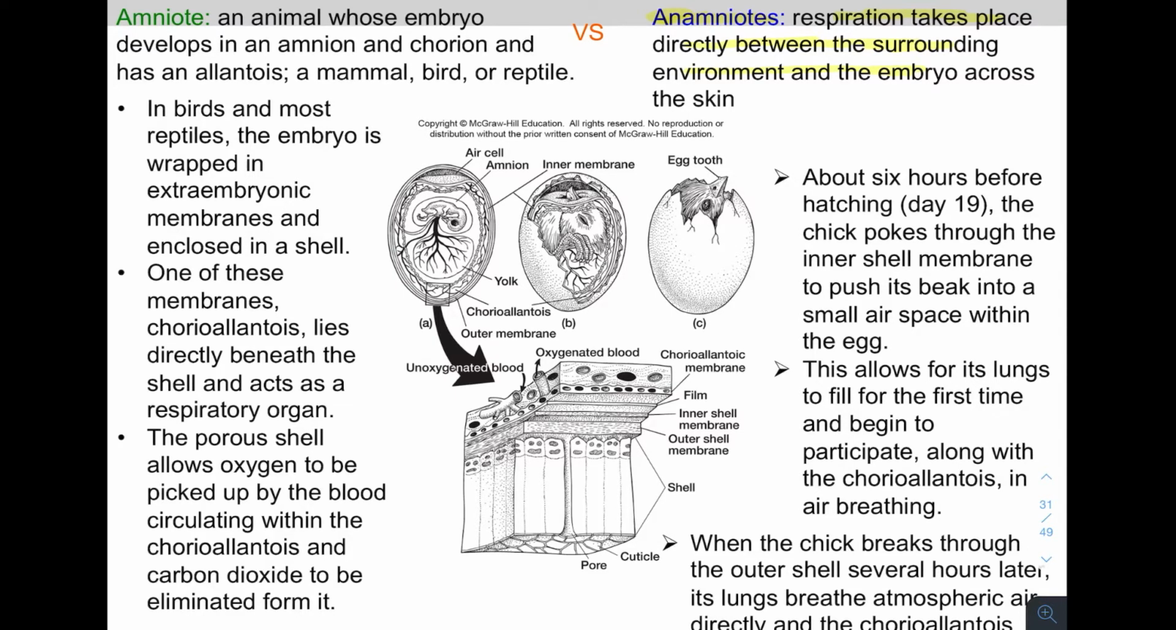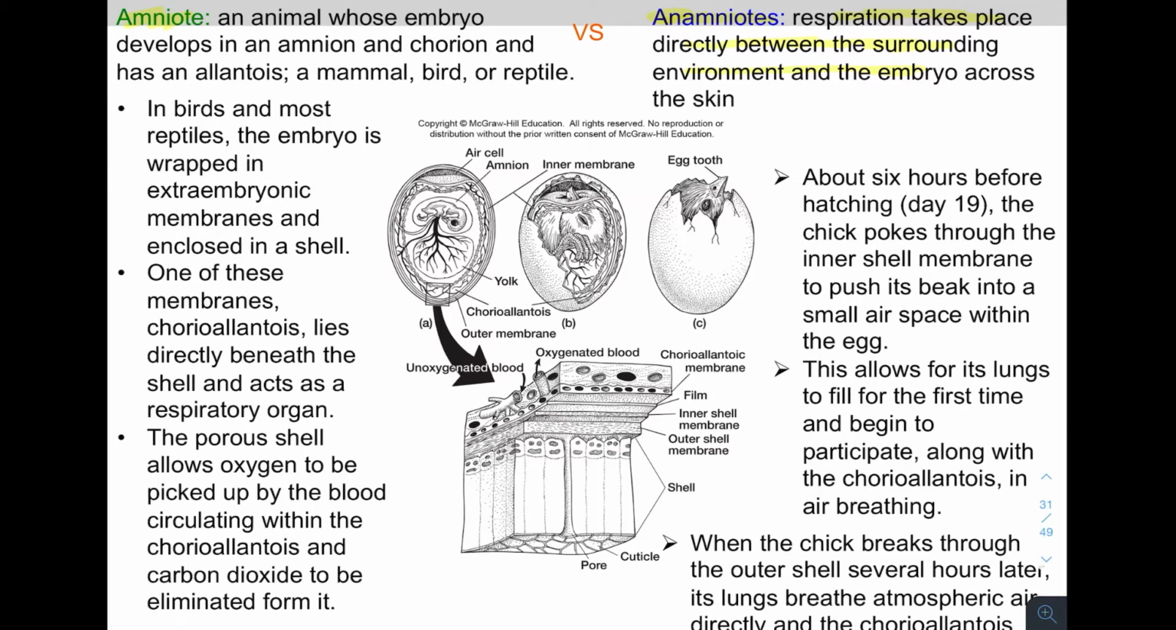And so basically in a jelly type of egg, the gases can diffuse through that and go directly to oxygenate the embryo through the skin. But in amniotes, we have more membranes, and these membranes are not as permeable to the diffusion of these gases. And so we have to be more specialized in order to breathe through them.